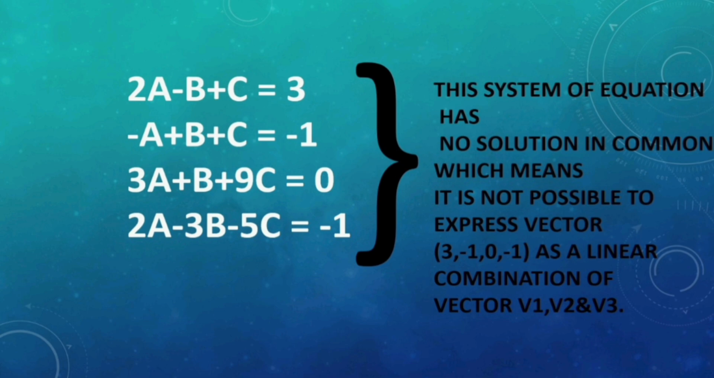Therefore it is not possible to express the vector (3, -1, 0, -1) as a linear combination of vectors V1, V2 and V3. Therefore (3, -1, 0, -1) is not in the span of V1, V2, V3. So this is your solution for this first question in Maths paper part 1.